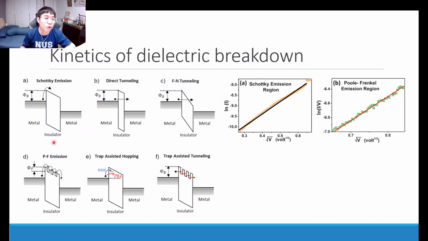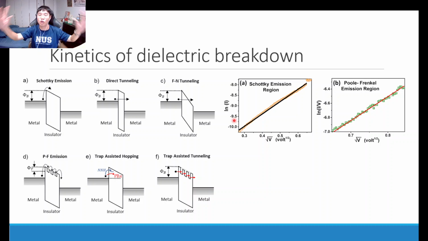There can also be Poole-Frenkel emission, where the charge carrier, your electron, for example, hops into a trap state, then it hops into the next trap state, then it hops into the next trap state. So all this hopping, there's no tunneling in that sense. So it's called Poole-Frenkel emission. There can also be trap-assisted tunneling, where it goes from trap state to trap state, but between trap states, instead of hopping, it just tunnels through, through the quantum tunneling effect.